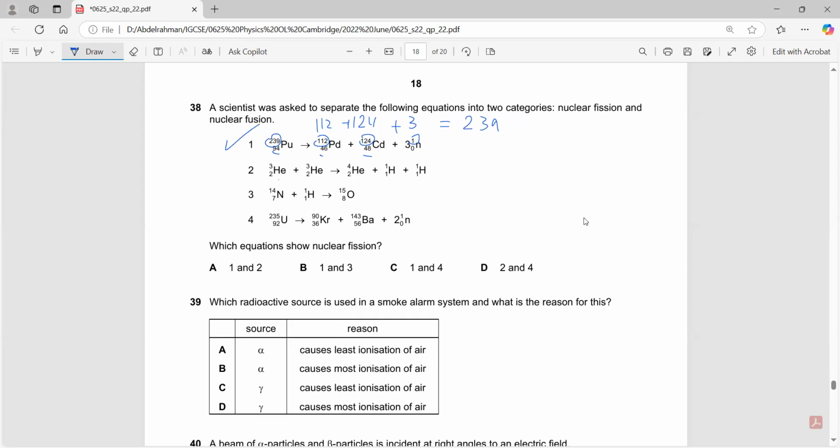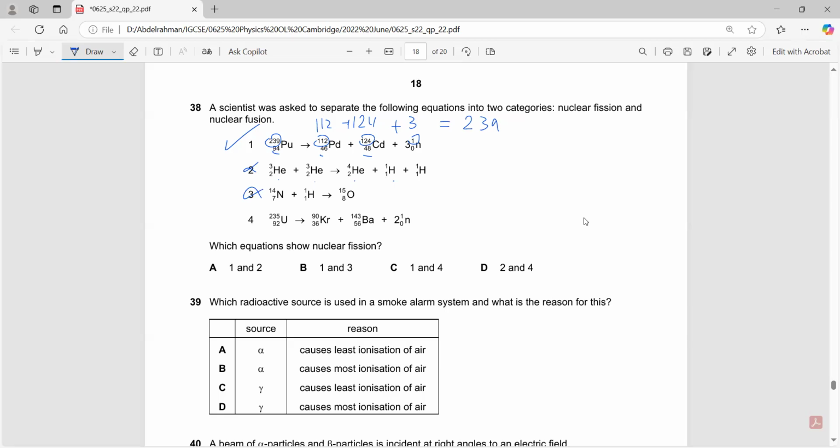You had helium and helium, which produced helium and hydrogen. Is this nuclear fission? No, it's not nuclear fission. Why? Because it didn't split a larger atom into two smaller atoms. You had a nitrogen atom. You added a hydrogen atom, which gave off an oxygen atom. This is wrong. Definitely, this is fusion. You can consider this to be fusion.